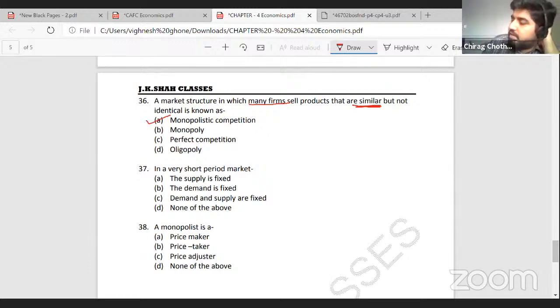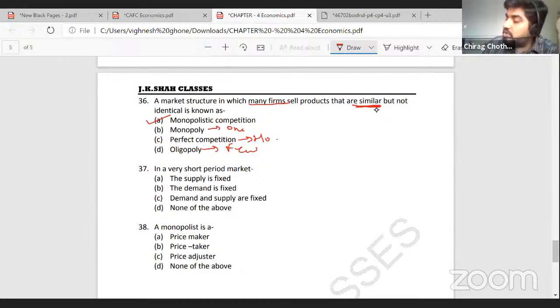See, in monopoly, we have only one firm, right? In perfect competition, we do not have similar, we have homogeneous. In oligopoly, we do not have many firms, we have only few firms. So the only option that satisfies both the conditions is monopolistic competition. I hope you are very clear in this.